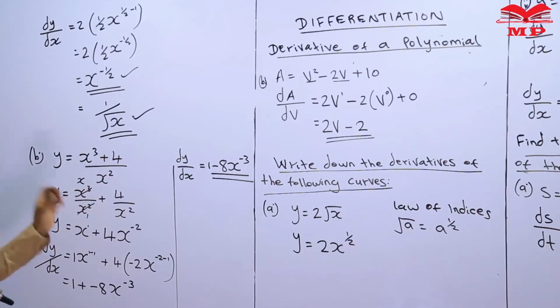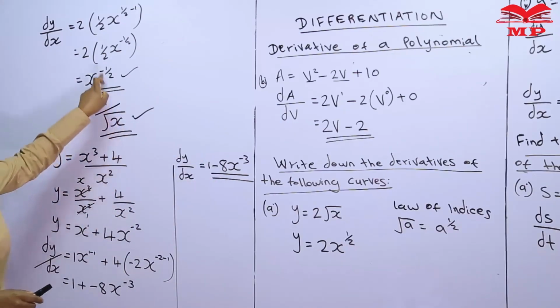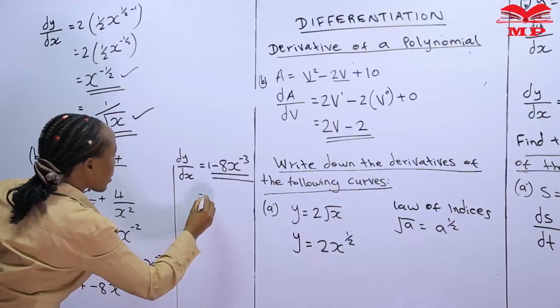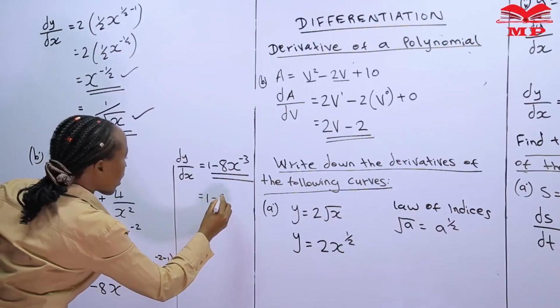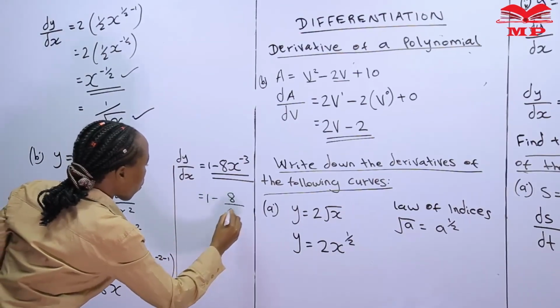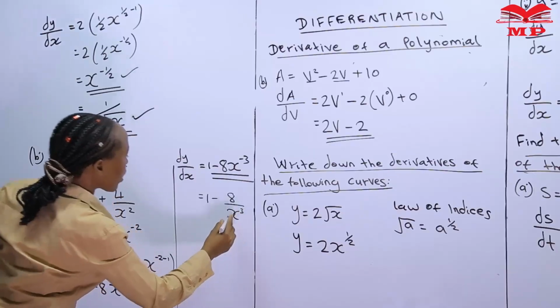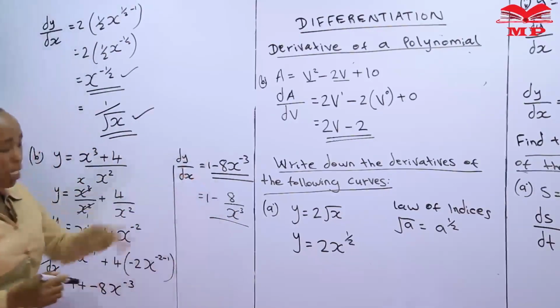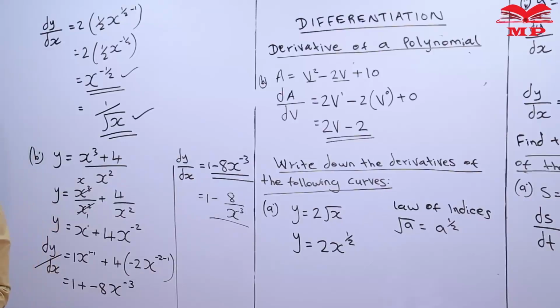So those are the derivatives. Then we can move on and do another example. You can write this one just as we have done here. You can continue with this one and say this one is the same as 1 minus 8 all over x cubed. It still means the same, so you can write it in that form or in this form. Then I want us to do some more examples.